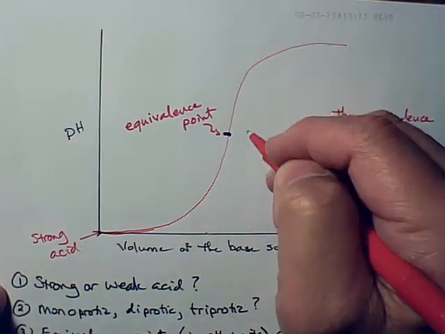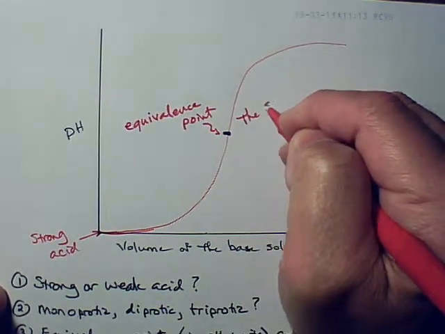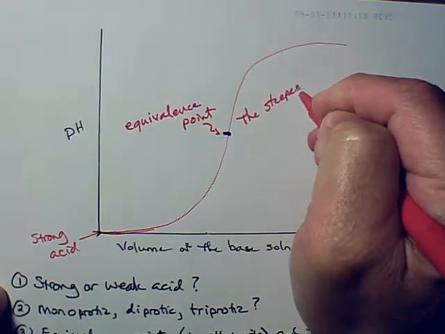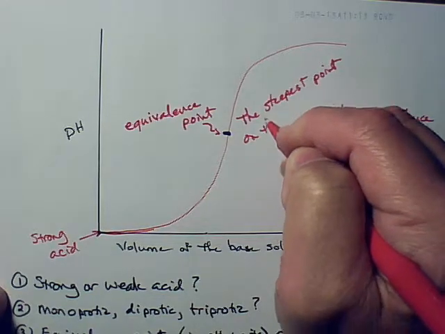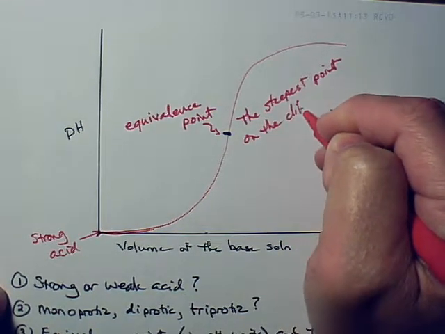The equivalence point is always the steepest point on the cliff face.